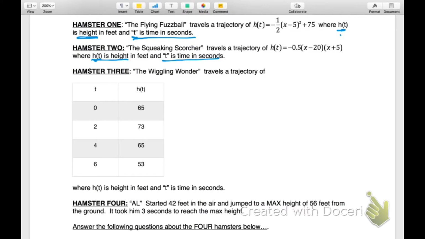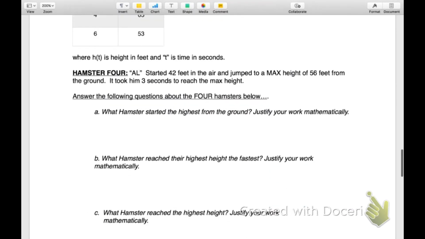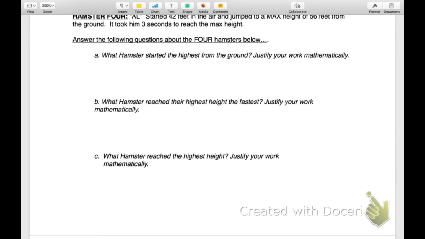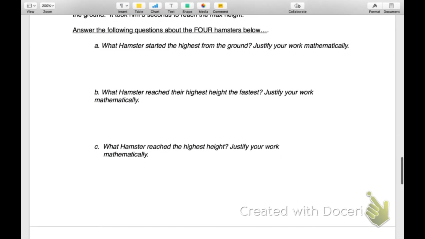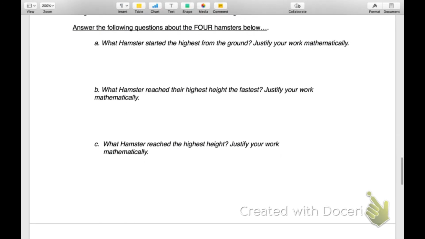Hamster 3 travels a trajectory where, this time, we're given a chart with all these points. And we have hamster 4, where we're given a statement. Al started 42 feet in the air and jumped to a max height of 56 feet from the ground, and it took him 3 seconds to reach his maximum height. So now, using all this information, we have to answer the following questions. I'm not going to be able to scroll back to the beginning, but I'm hoping you all have it on one paper.